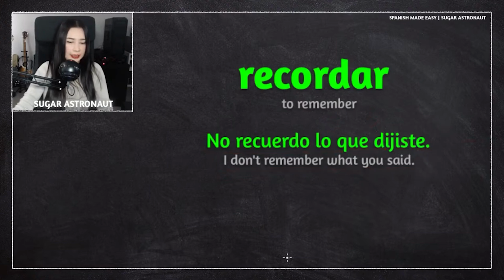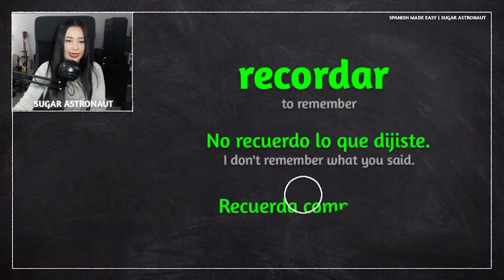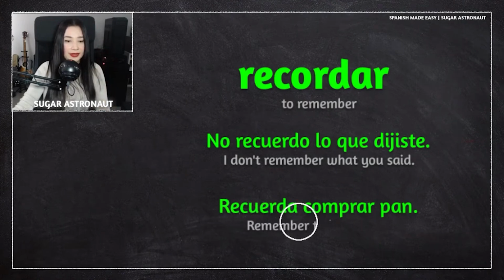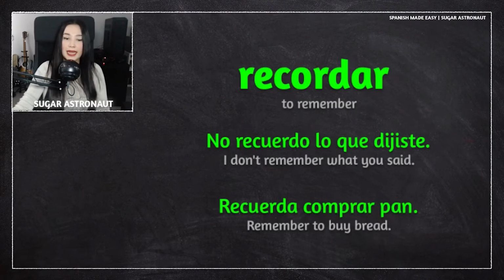Okay, the next example, guys. Recuerda comprar pan. This is a command. Recuerda. This means remember. Comprar. To buy. Pan, bread. Okay? Recuerda comprar pan. Remember to buy bread or to pick up bread, you know.